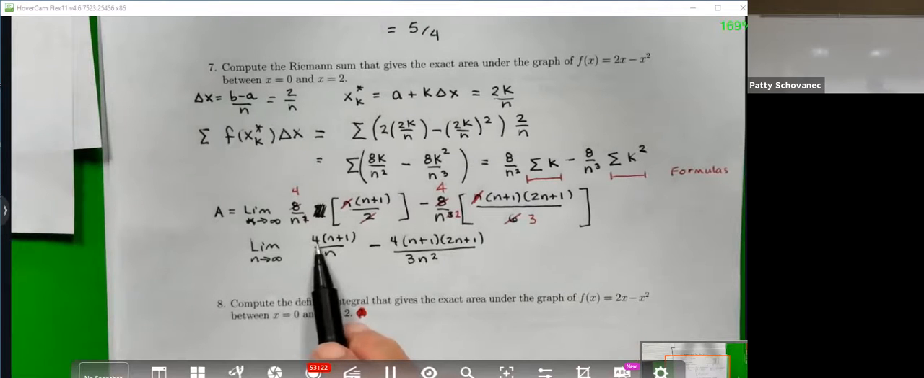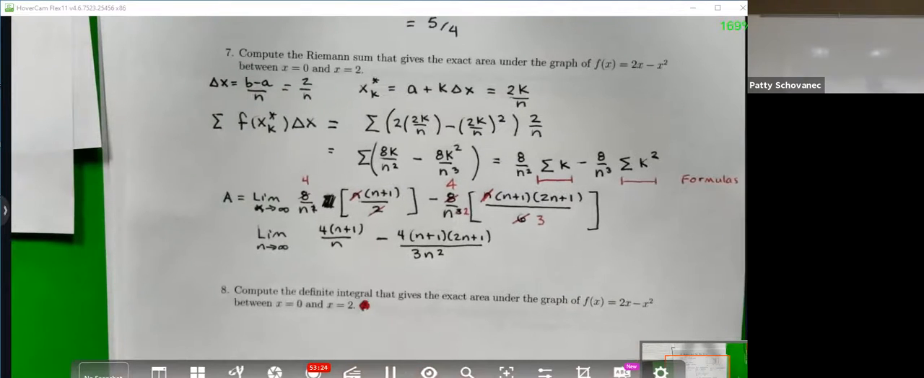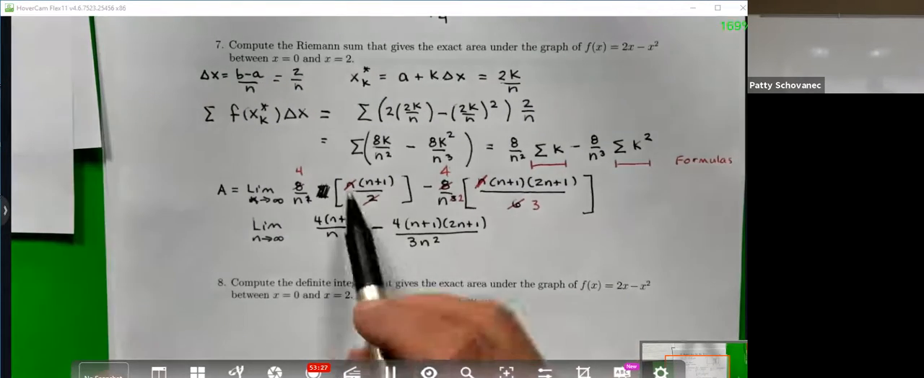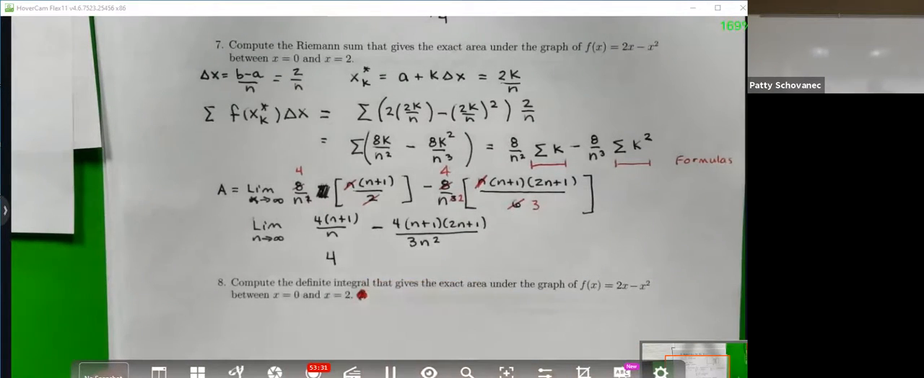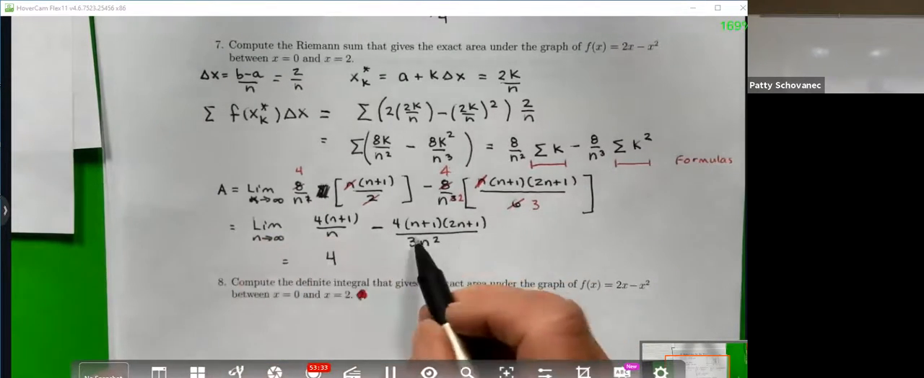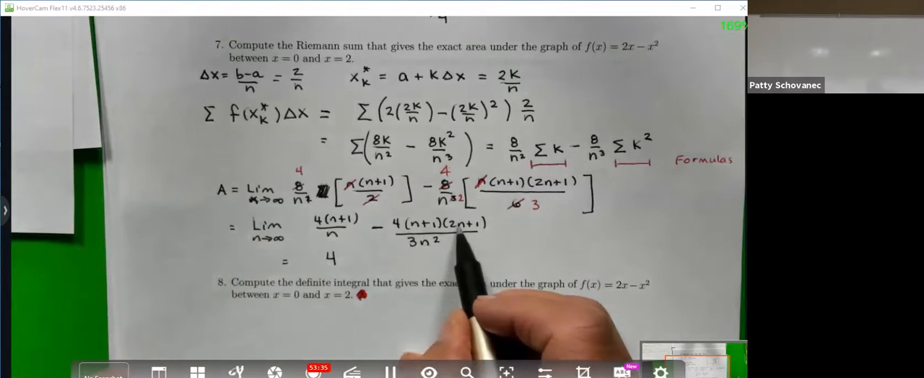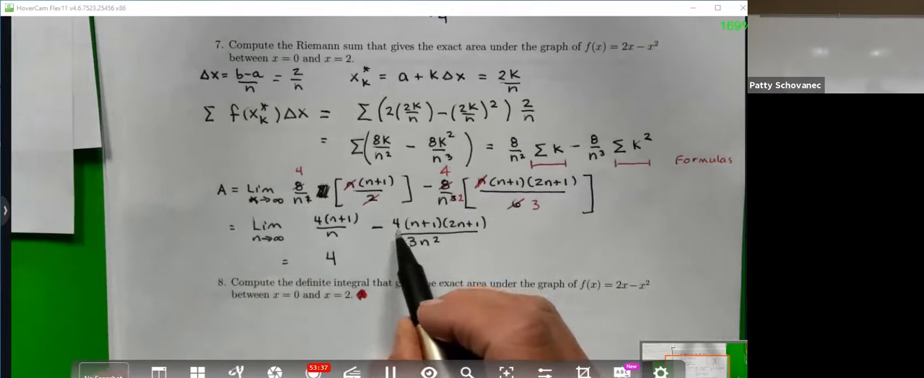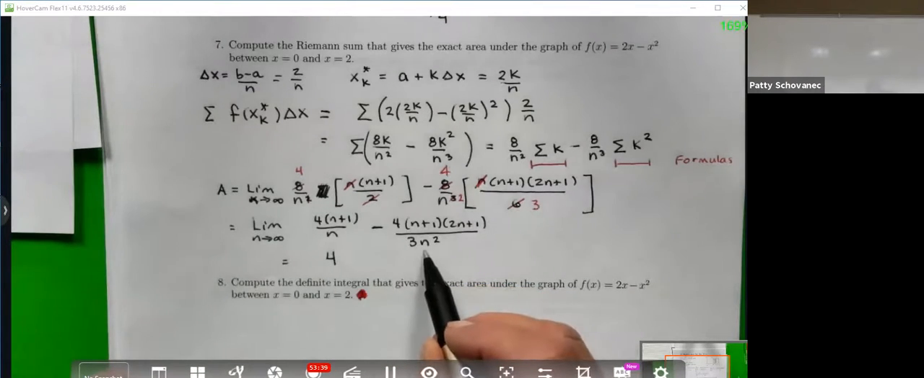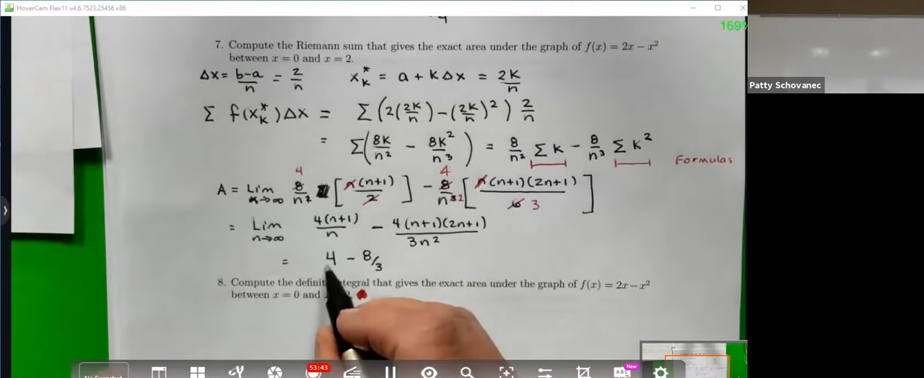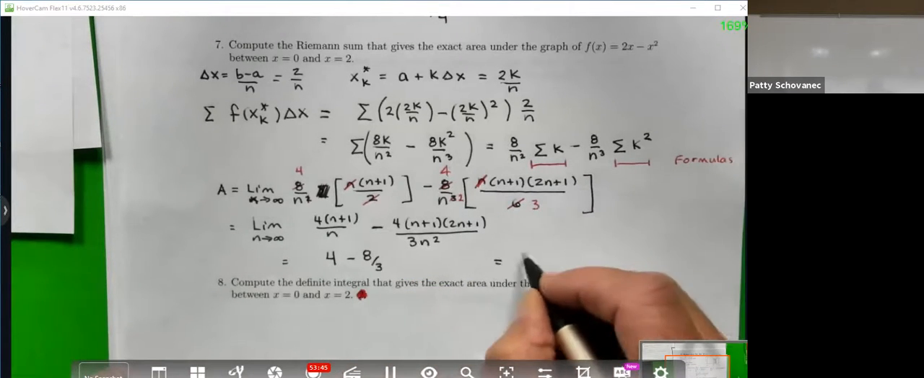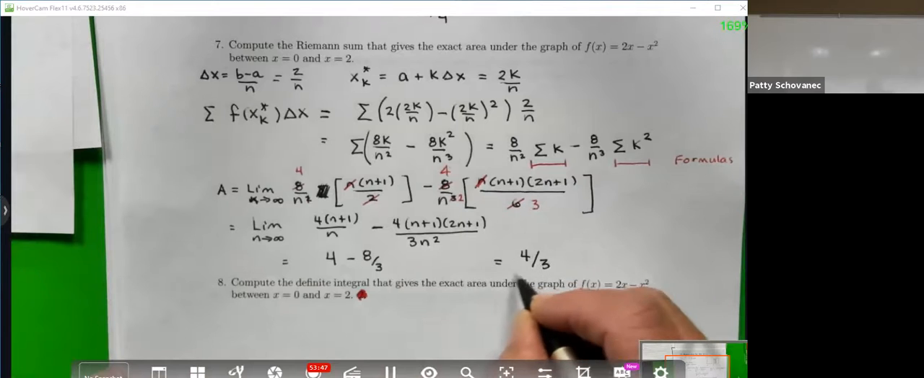So if you multiply this out, you'd have a 4n plus 4 over n. As n goes to infinity, it's only the n to the first powers that matter. So it's going to give us a 4 here. Here, if I multiply out my n's, I'm going to have a 2n squared times 4 is an 8n squared over 3n squared, which gives me 8/3. 12/3 minus 8/3 is 4/3 of area.